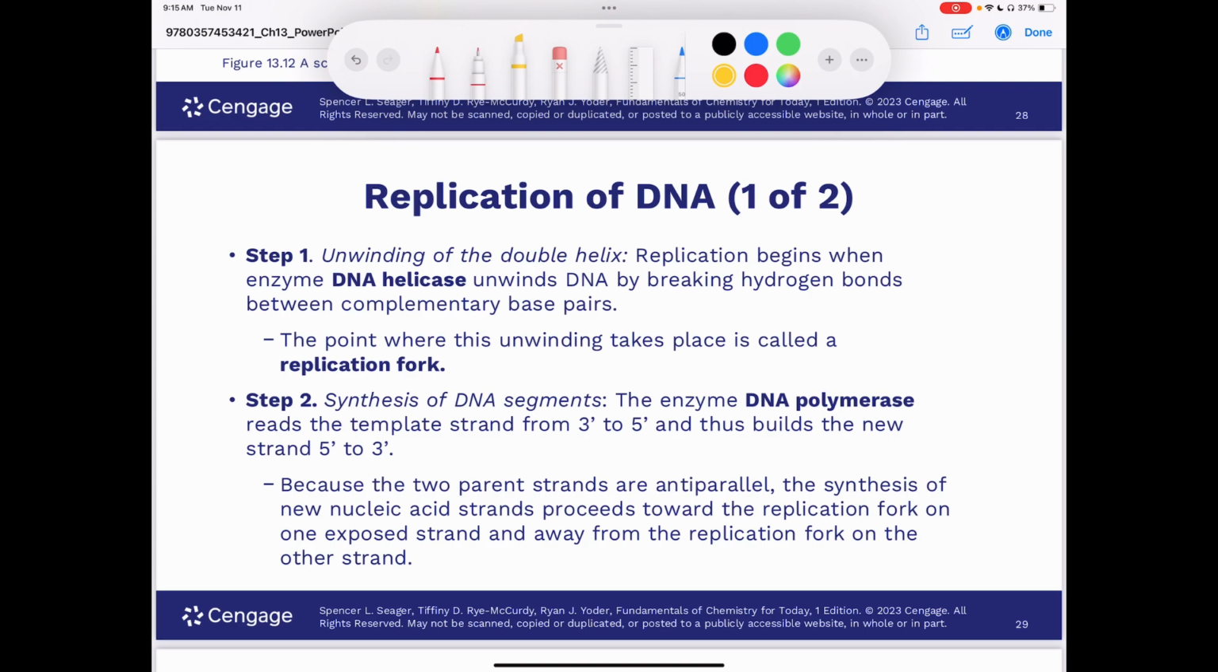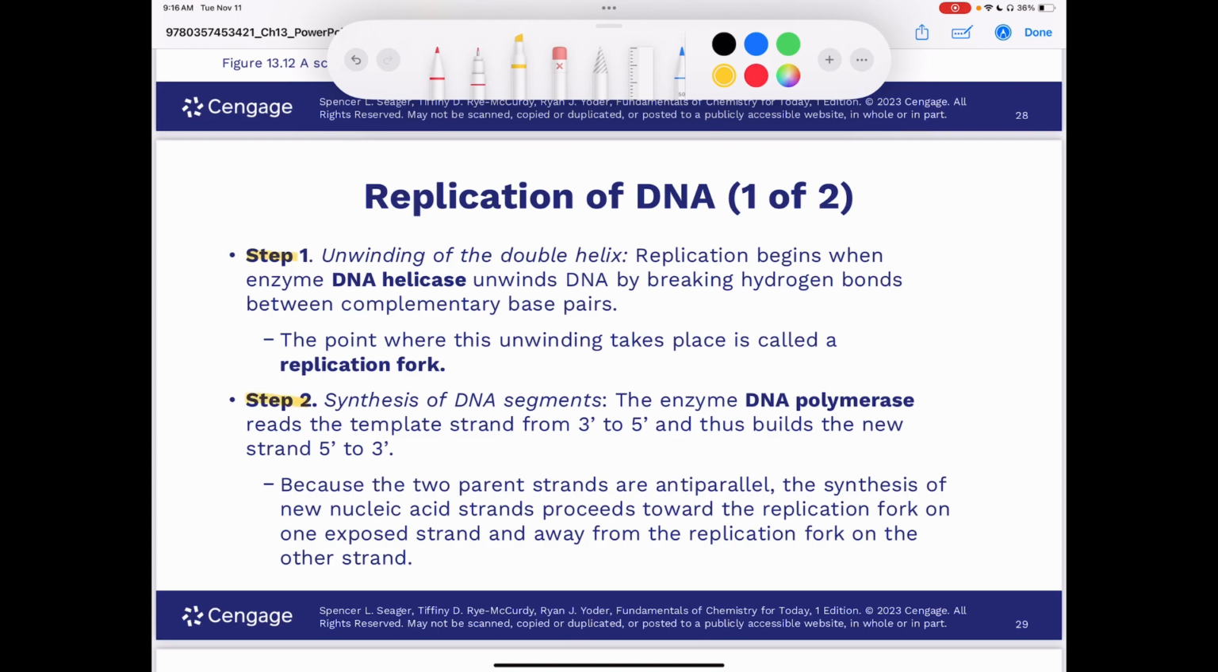Now, DNA replication occurs in three steps. In step one, which is the unwinding of the double helix, replication begins when the enzyme DNA helicase catalyzes the separation and unwinding of the nucleic acid strands at a specific point along the DNA helix. In this process, hydrogen bonds between complementary base pairs are broken, and the bases that were formerly in the center of the helix are exposed. The point where this unwinding takes place is called a replication fork.